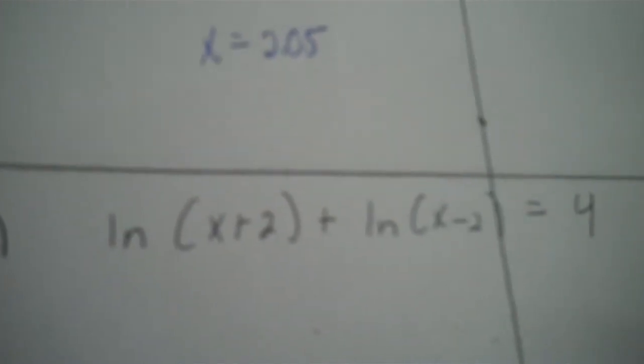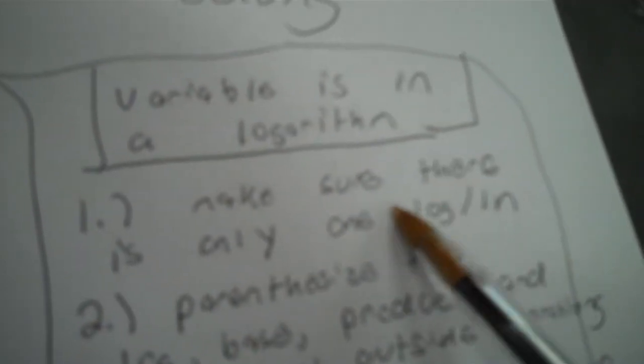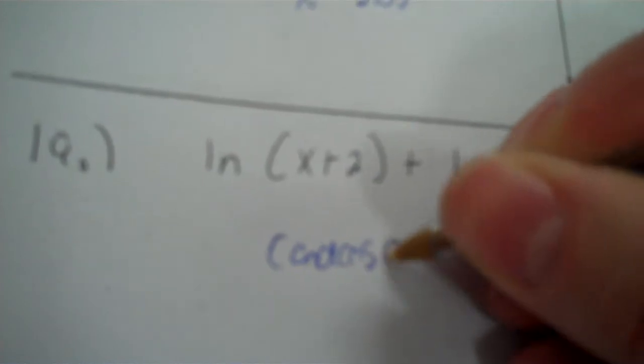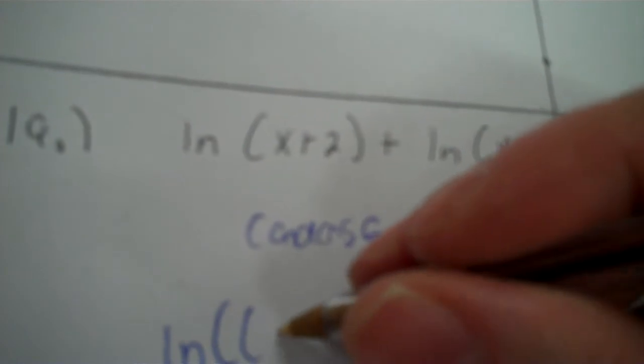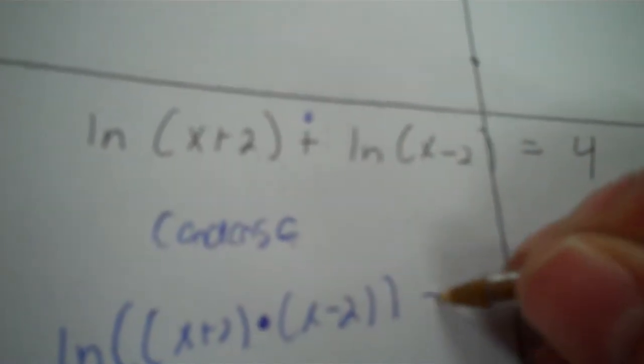Okay, number 19, the natural log of x plus 2, plus the natural log of x minus 2, equals 4. So we're back to solving for x, and the variable's in a logarithm. ln is a logarithm. It's a natural logarithm. So you make sure there's only one log or ln. There's not. There's 2. So we have to condense then. So you write ln one time. And you're going to put x plus 2, and then if I see a plus, it's going to be multiplication of x minus 2 equals 4.